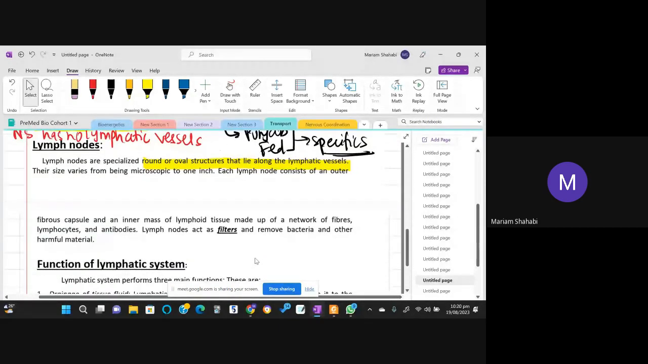So each lymph node consists of an outer fibrous capsule. Leave that aside. The purpose simply is that they act as filters and remove bacteria and other harmful material. Now, how is it inside the lymph nodes? How are they acting as filters? They have a certain structure.